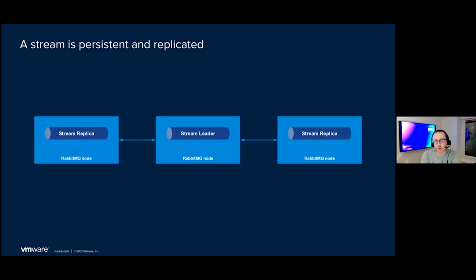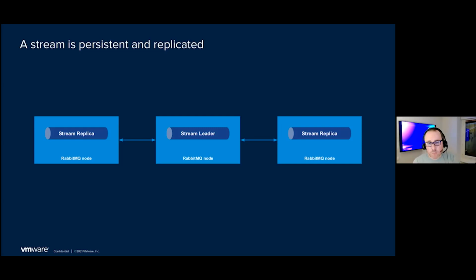This is an example of the topology of a stream inside a cluster of 3 nodes. Streams are persistent and replicated. This is how they are, and there's really no option for this. With queues, we can have them in memory. They can be persisted or not. They can be only on one node, but streams are just persistent and replicated. It's quite consistent with their semantics.